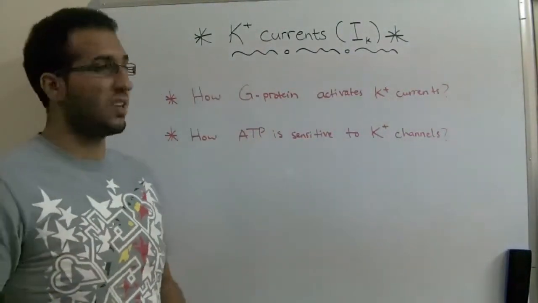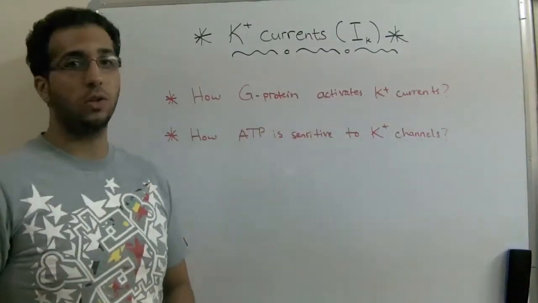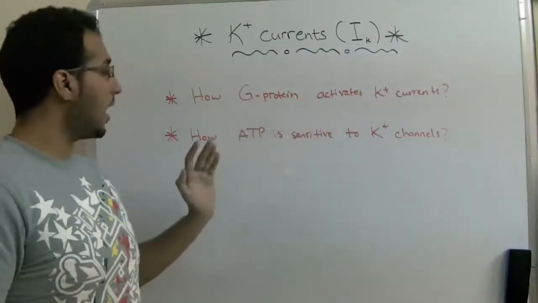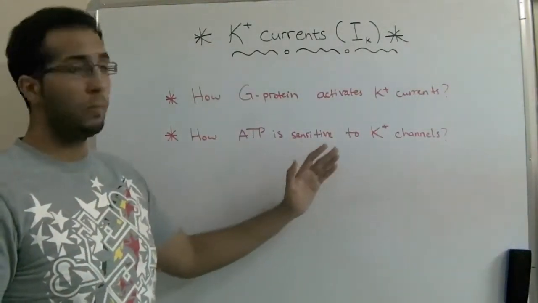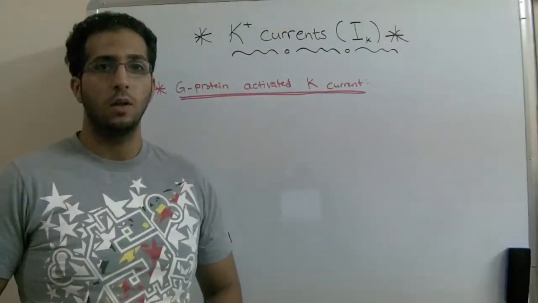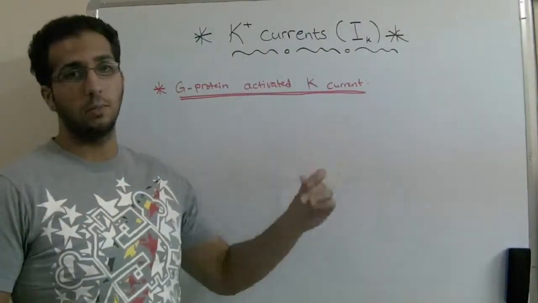Today we're going to continue talking about potassium currents and the mechanisms of potassium. We're going to talk about how G protein activates the potassium currents and how potassium channels are sensitive to ATP. So now we're going to talk about the G protein activated potassium currents.